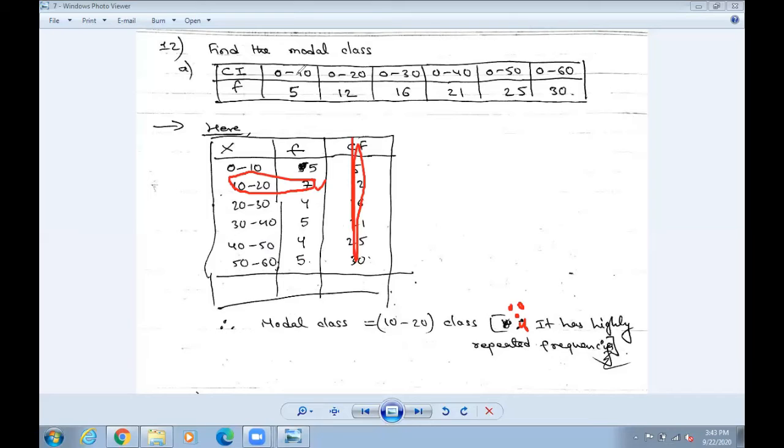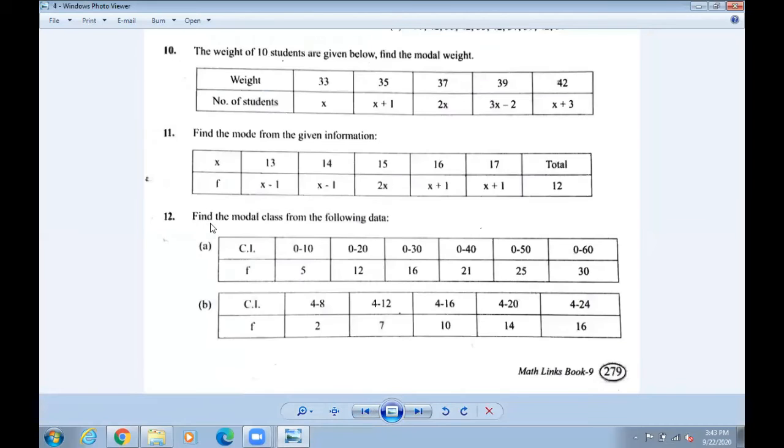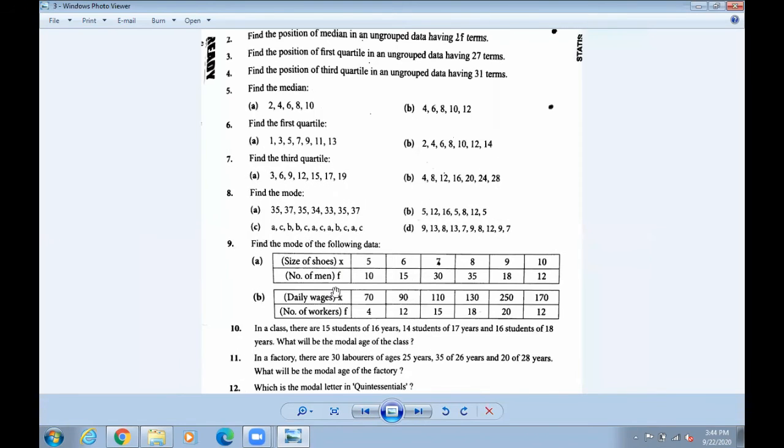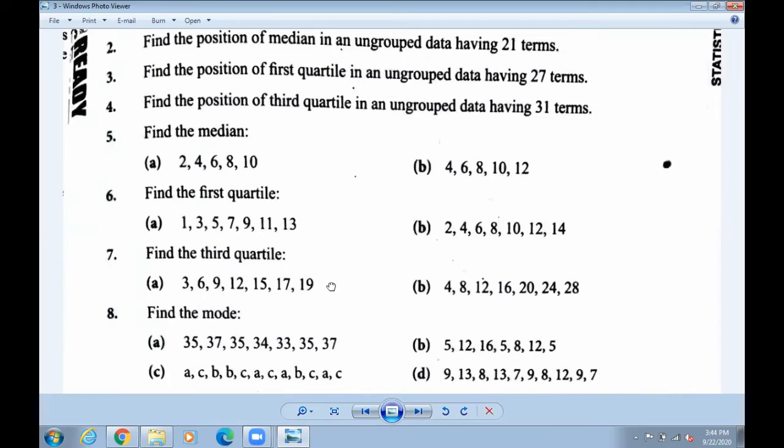Let me go a little bit quickly. So the next number, we are going to get ready. Number 12 B is left. 12B also we need to do in a similar way. After completion of all the numbers, we are going to start the next part.